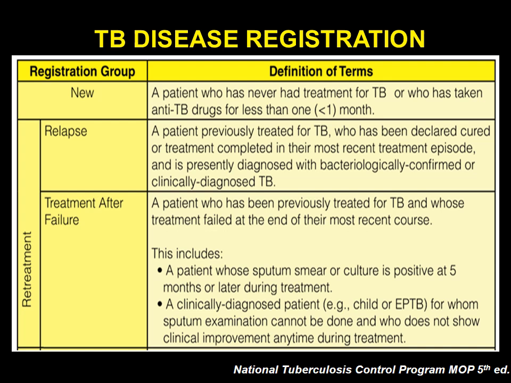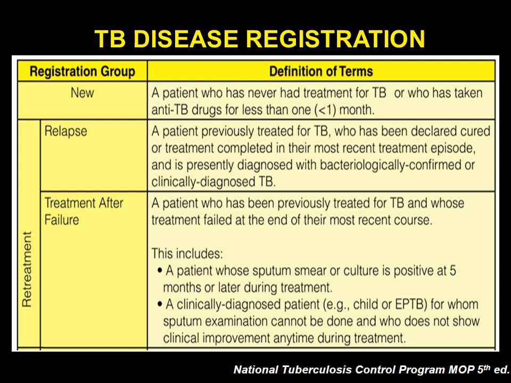TB disease registration involves assignment of patient based on anatomical site, history of previous treatment, and bacteriology confirmation. New case is one who has never had treatment for TB or who has taken anti-TB drugs for less than a month. IPT is not considered as previous TB treatment. Retreatment for those previously treated with anti-TB for at least 1 month in the past. Under retreatment is relapse, a person declared cured or treatment completed for TB and is now diagnosed with TB.